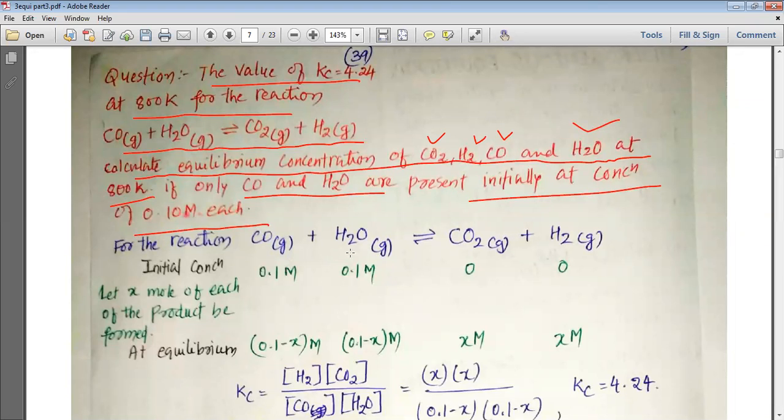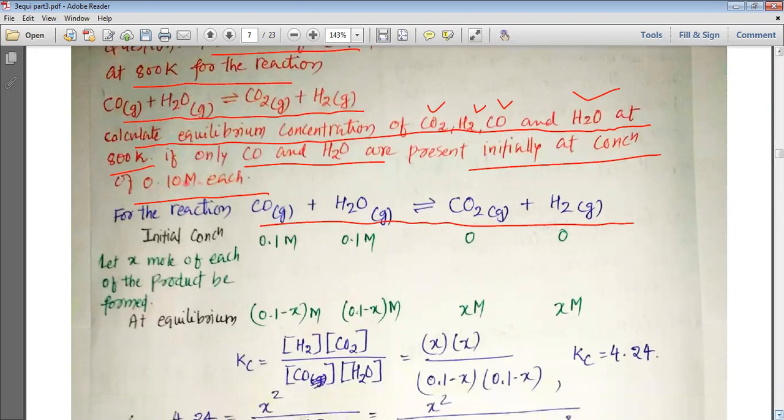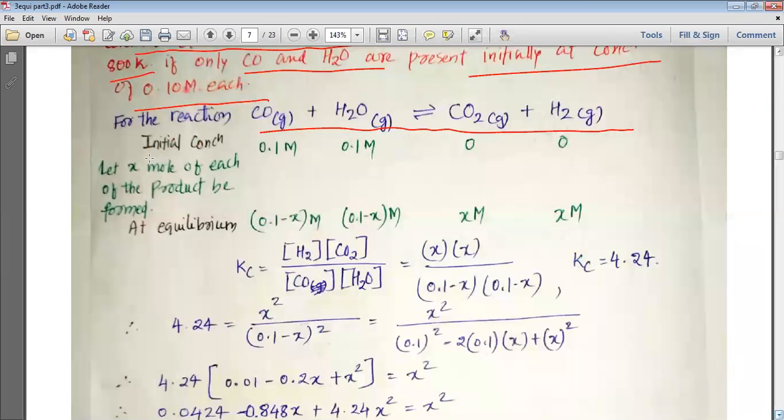So we first write the equation: CO plus H2O, it gives CO2 and H2. Then we write the initial concentration. For CO and H2O it was 0.1 molar, 0.1 molar. But for CO2 and H2 it is 0, 0 because initially only reactants are present, products are not formed.